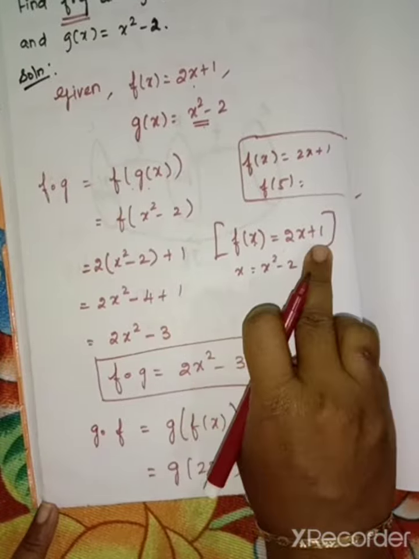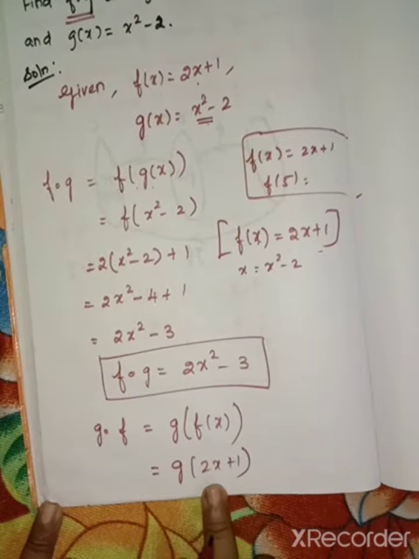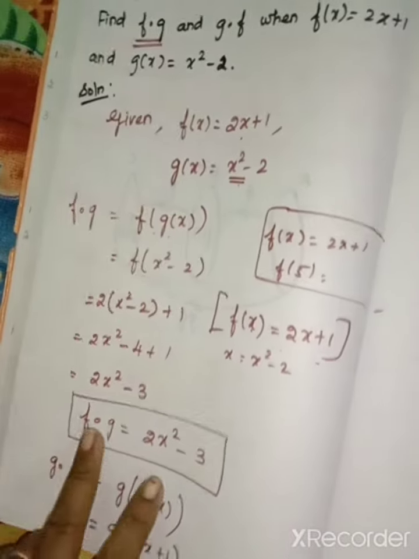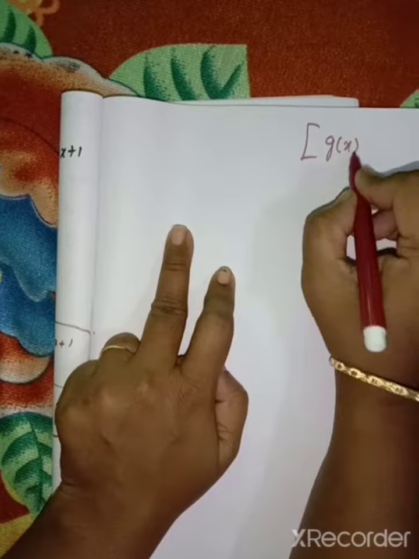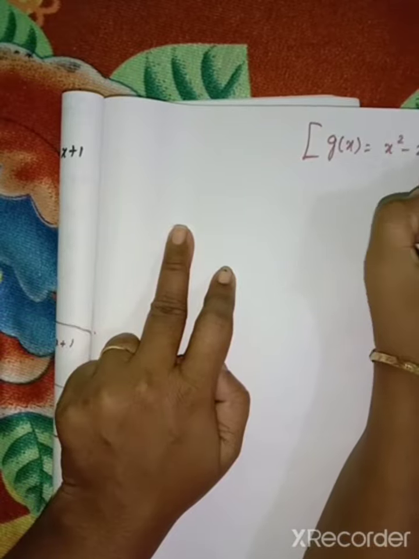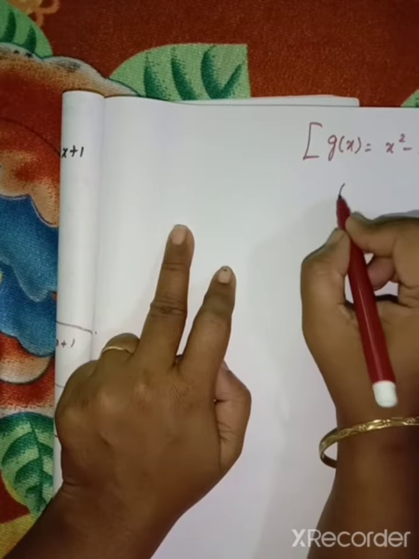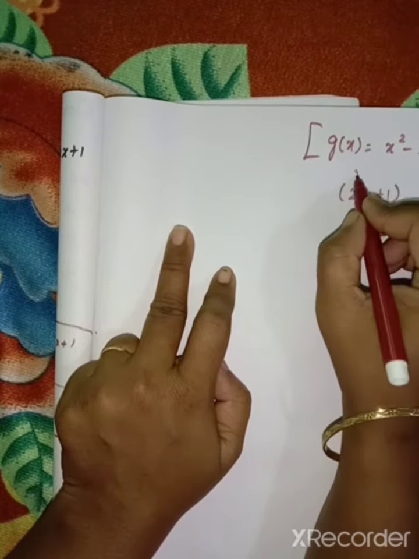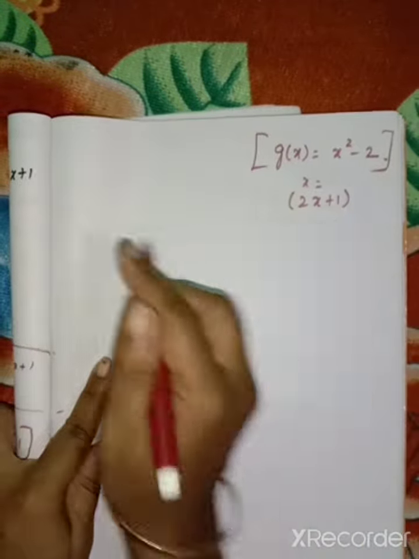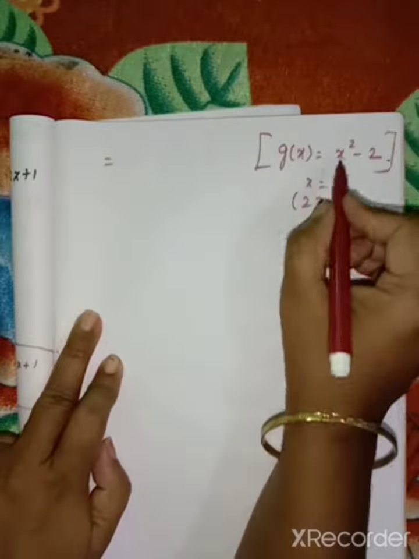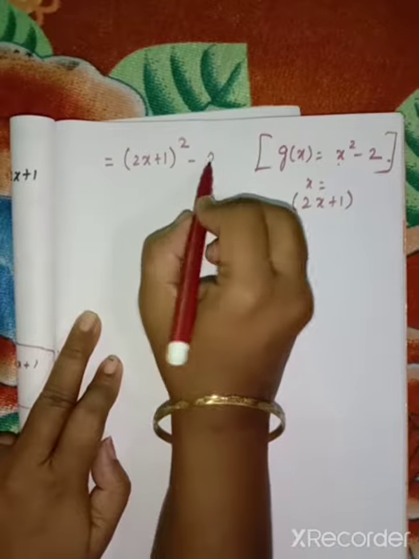Likewise, here we want to substitute the value of f of x, that is, we want to find the g of 2x plus 1. In place of g of x, what is already given? g of x equal to x squared minus 2. In place of x, we want to substitute 2x plus 1. So x squared is there, so it becomes 2x plus 1 the whole squared minus 2.